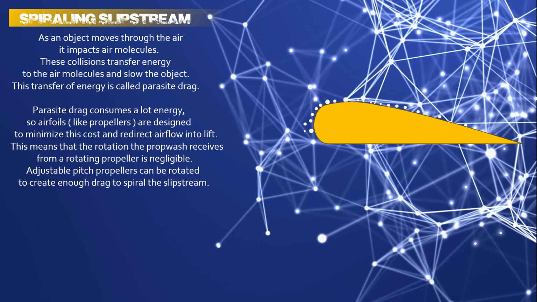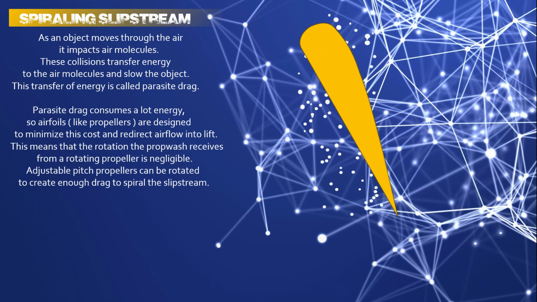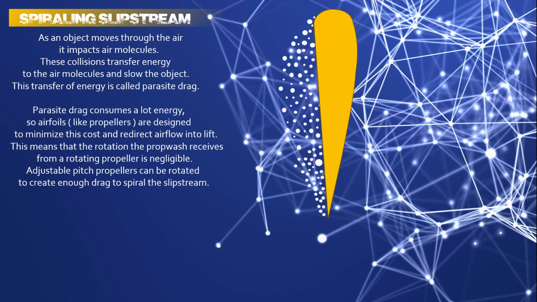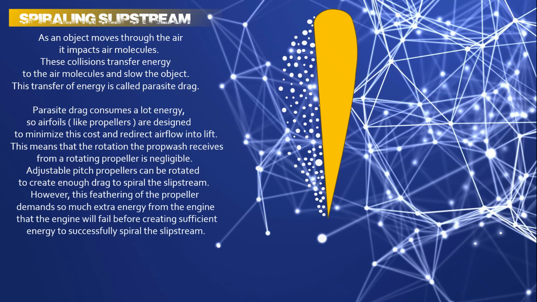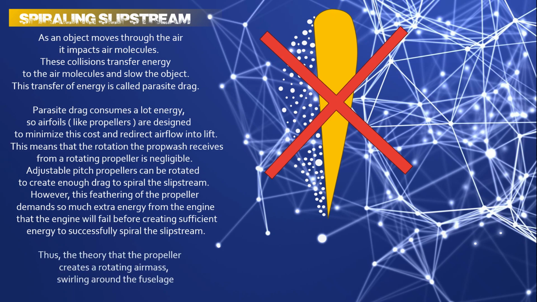Adjustable pitch propellers can be rotated to create enough drag to spiral the slipstream. However, this feathering of the propeller demands so much extra energy from the engine that the engine will fail before creating sufficient energy to successfully spiral the slipstream. Thus, the theory that the propeller creates a rotating air mass swirling around the fuselage is a physical impossibility.